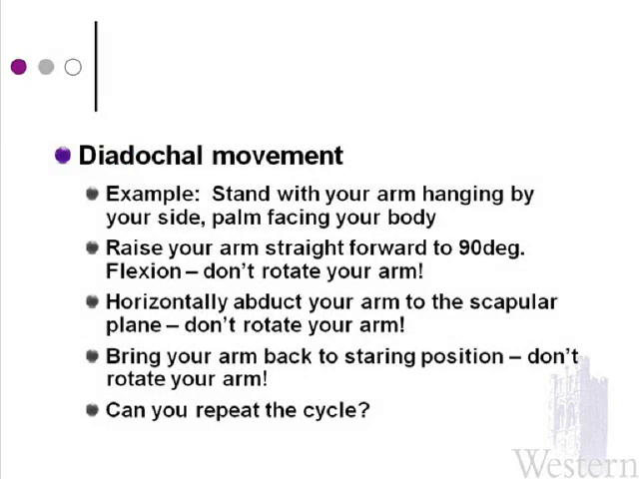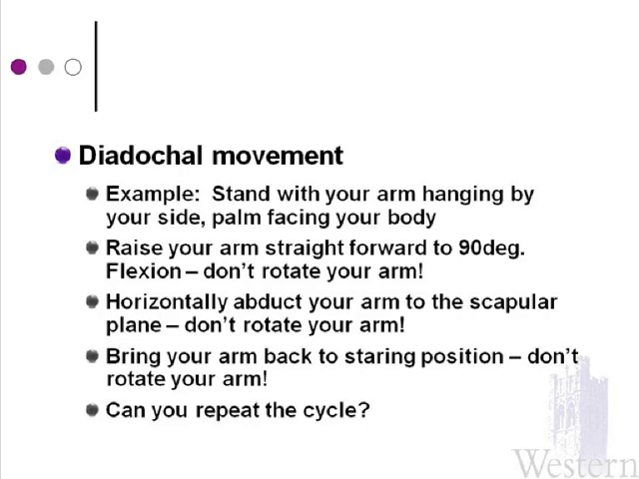Another example of dyadical movement is this. Standing with your arm hanging by your side in a neutral orientation, thumb facing forward, flex your shoulders straight forward 90 degrees. Now, without rotating your arm, horizontally abduct your shoulder about 45 degrees through to the scapular plane. Now return your arm to your side through the scapular plane, maintaining the rotation.